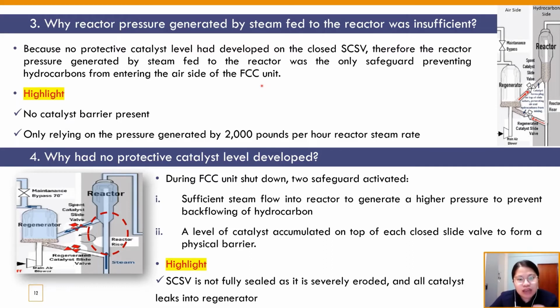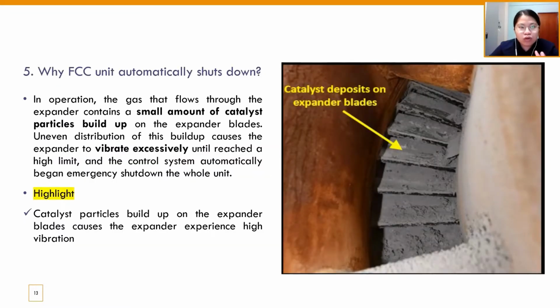So here, during the FCC unit shutdown, only 2 safeguards were activated. First is a sufficient steam flow rate, and second is that a level of catalyst has to be accumulated in the reactor. The problem is the valve is not fully sealed, which caused a low level of catalyst in the reactor, and also caused the leakage of hydrocarbon that backflowed into the FCC unit. As mentioned in the previous slide, the 2 safeguards are activated when the FCC unit shuts down in order to put the whole operation into safe mode.